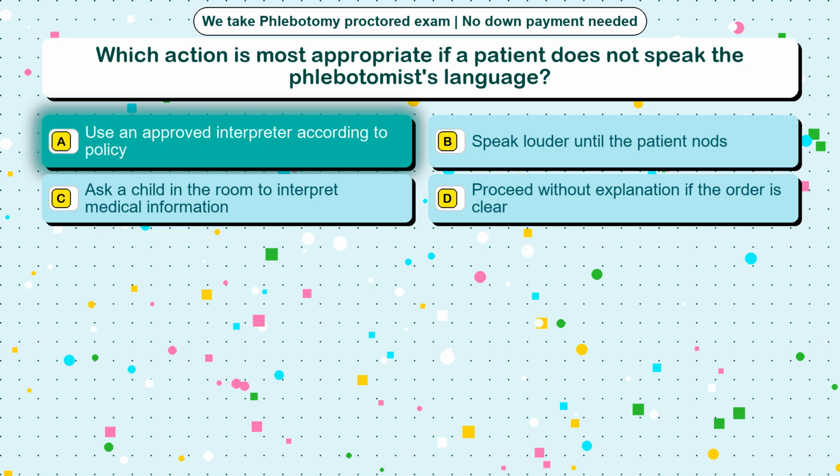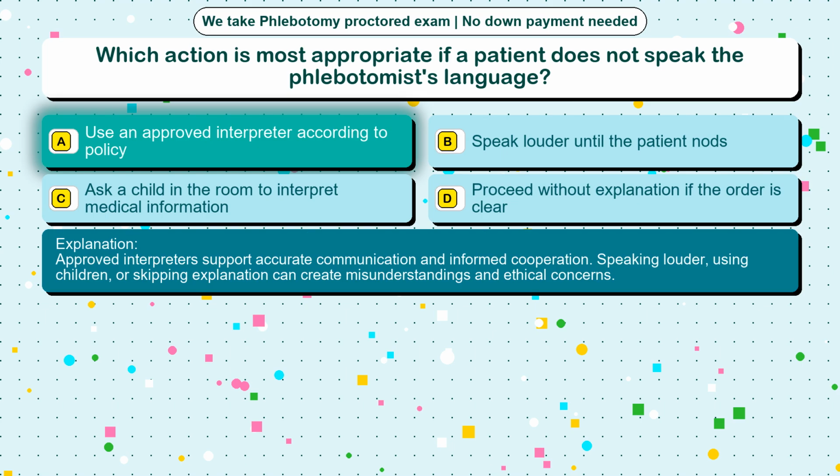Use an approved interpreter according to policy. Approved interpreters support accurate communication and informed cooperation. Speaking louder, using children, or skipping explanation can create misunderstandings and ethical concerns.